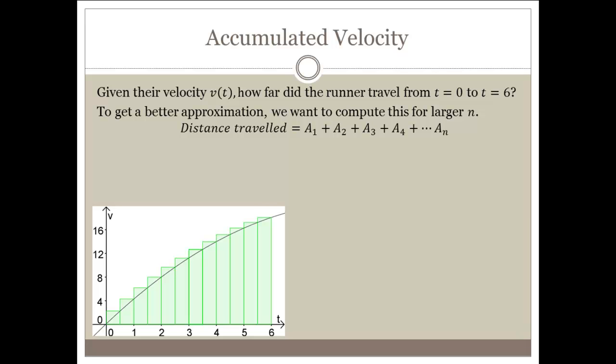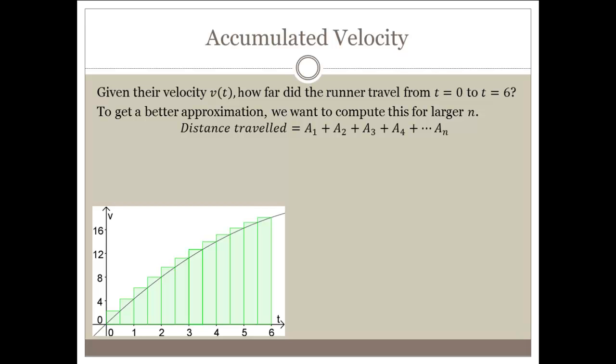If we break our 6-second time interval up into n smaller time intervals, the distance traveled will be the area of the first rectangle plus the area of the second rectangle plus the area of the third rectangle plus the area of the fourth rectangle all the way down the line plus the area of the nth rectangle.